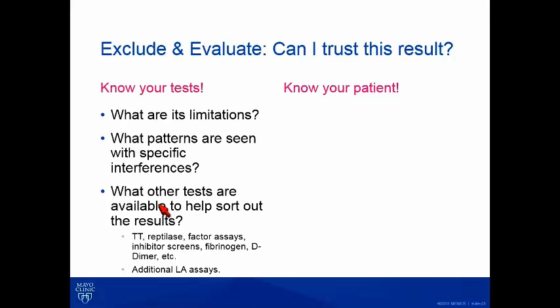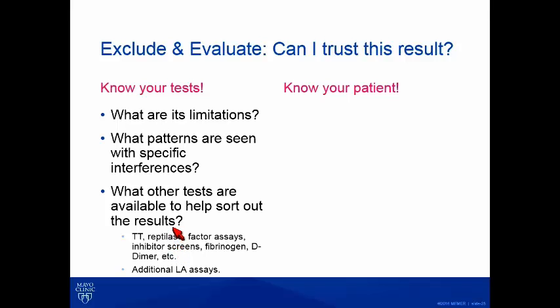What are your lab's algorithms to try and tease out what other interferences or what else could be causing this result? You might do a thrombin time and a reptilase to look for your direct thrombin inhibitors or heparin. You might go to factor assays or inhibitor screens, do a fibrinogen and D-dimer, or you might, as I mentioned, go to additional lupus anticoagulant assays.